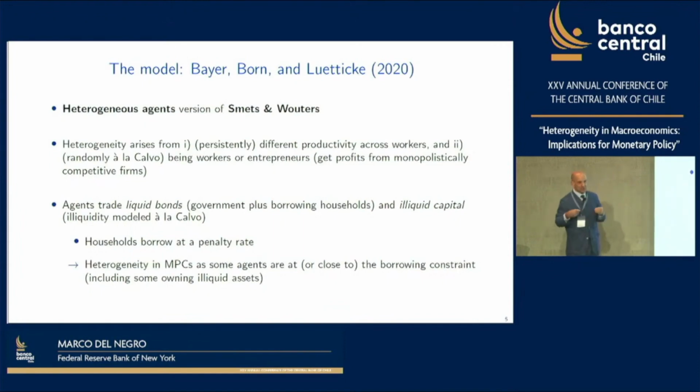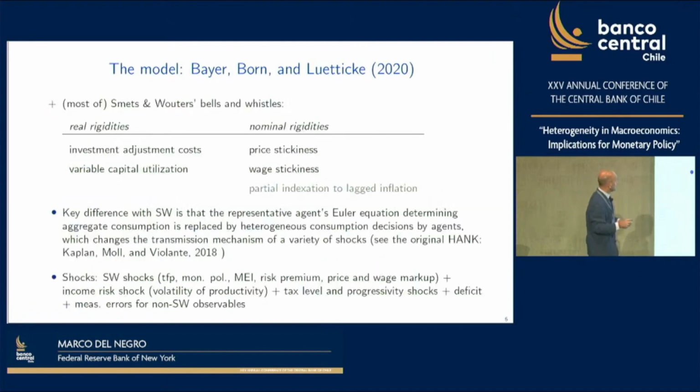Okay, agents trade liquid bonds and illiquid capital, differently from the HANK model of Gianluca and company. Illiquidity here is modeled exogenously a la Calvo, as opposed to a transaction cost. And all of these features, as discussed at length, imply heterogeneity in MPCs. To this kind of heterogeneity structure, BBL add most of Smets and Wouters' bells and whistles, such as real rigidities, investment adjustment cost, variable capital utilization, and nominal rigidities, such as price and wage stickiness.